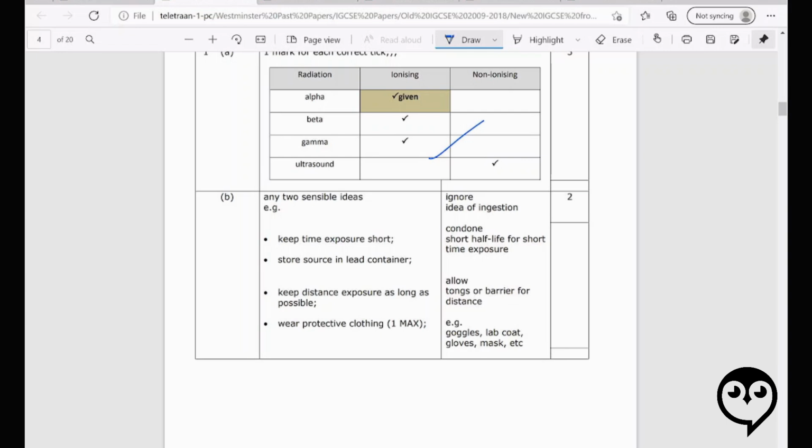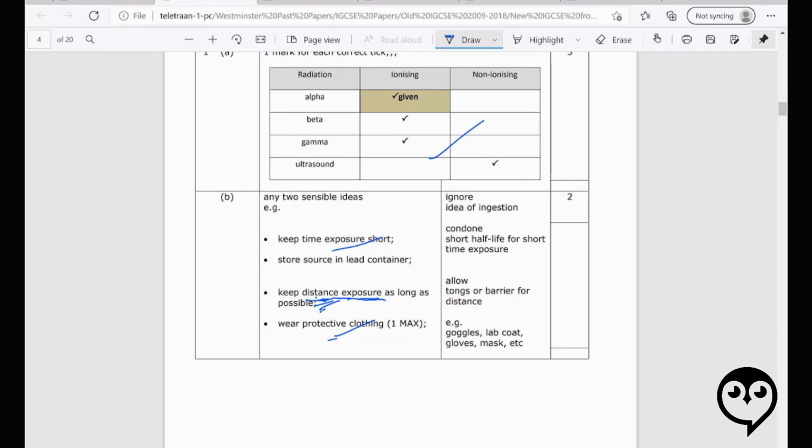Okay, so our diagram was correct. That's fine. We had said keep exposure time short. Also, maybe keep distance from exposure as long as possible. Wear protective clothing. Oh, you don't even have to say just protective clothing.